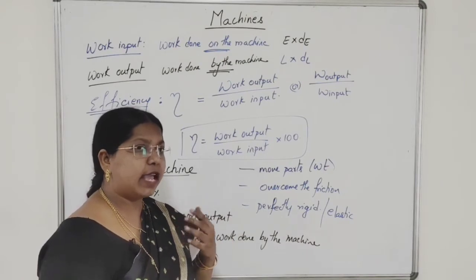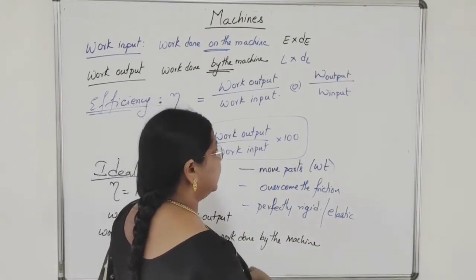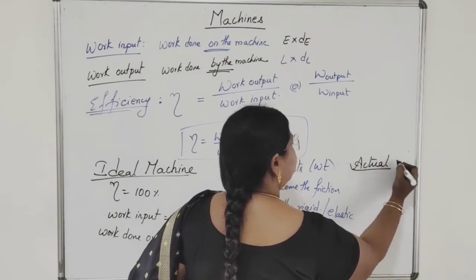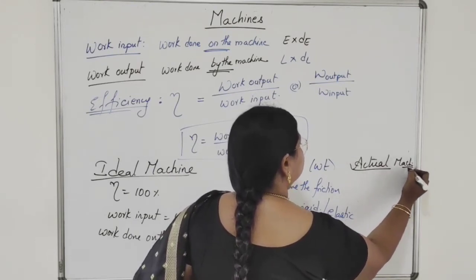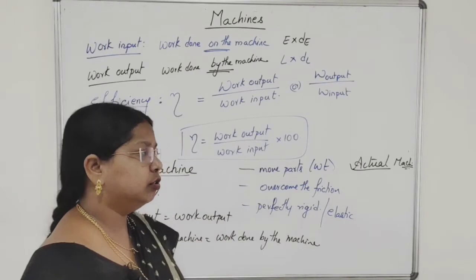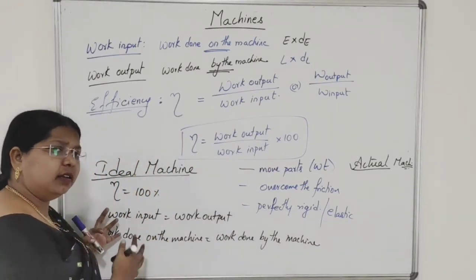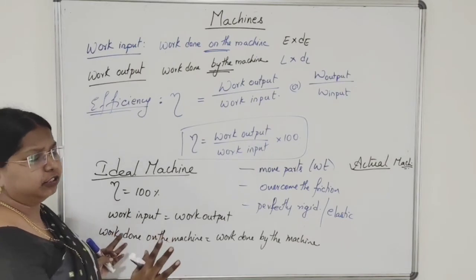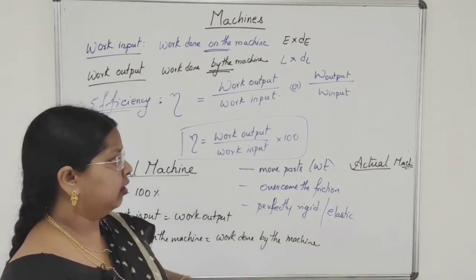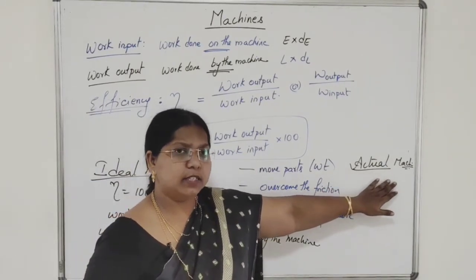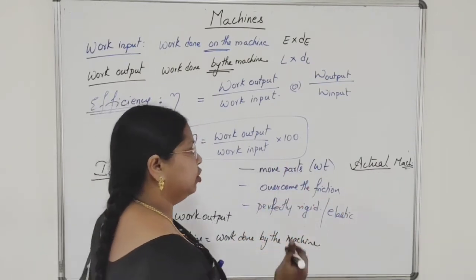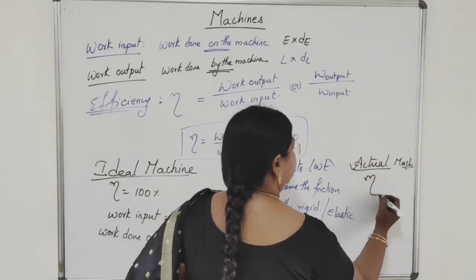So what is actually happening? We'll see now the actual machine, the actual machine in practice. Okay. If it is ideal, it is a perfect machine, 100% efficient. But it is not that. In actual, some part is wasted. Efficiency is always less than 100%.